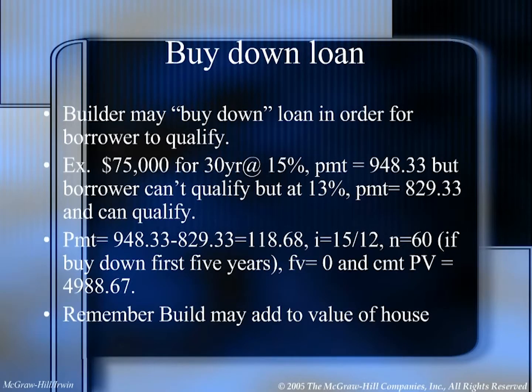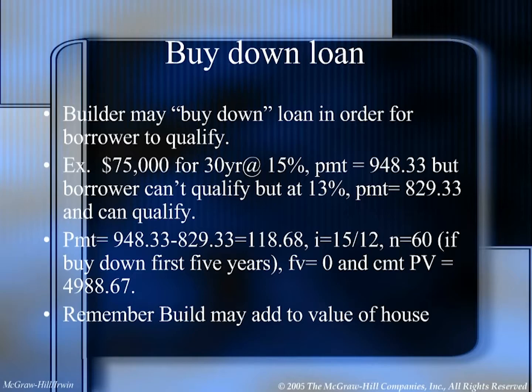And one last issue is buy down. Sometimes the builder may buy down. One reason they may do it is to qualify a buyer. So say, and these are small numbers, that somebody wanted to borrow $75,000 for 30 years, and the going rate is 15%. We can crank out the payment here, and then we'd say that the borrower can't qualify at that amount.